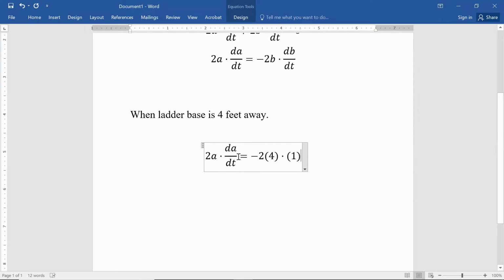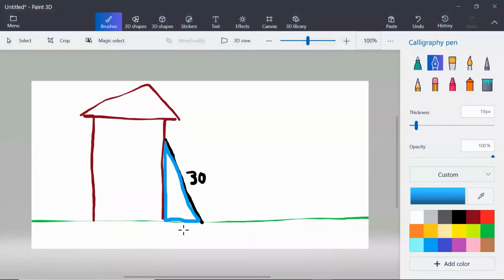We're almost done. The only thing I need to do is find A. If the ladder is 4 feet away, in other words, B is 4, how can I find A? What's A when that happens? Well, if I think back to this picture, 30 is the hypotenuse, 4 is the base. In order to find this A, I can simply calculate with the Pythagorean theorem and solve for A if I have the other two sides.